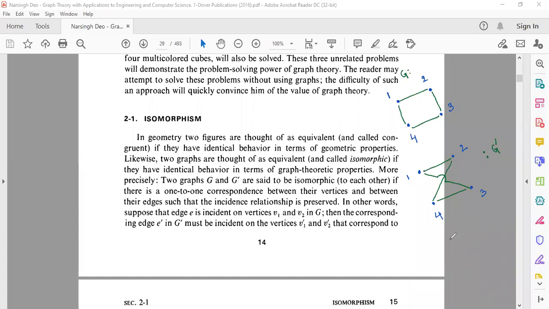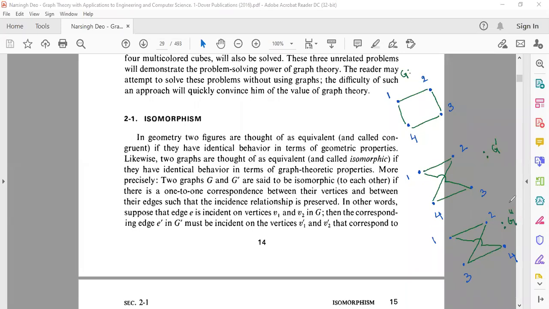Again, I'm considering a graph like 1, 2, and I'm considering this as 3, and this as 4. And I'm going to join them in the following manner. So 1 and 2 are connected, 2 and 3 are connected, 3 and 4 are connected like this, and lastly, I'm going to join them in the following manner. So this is G double prime.